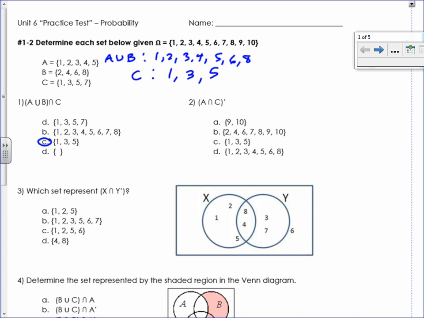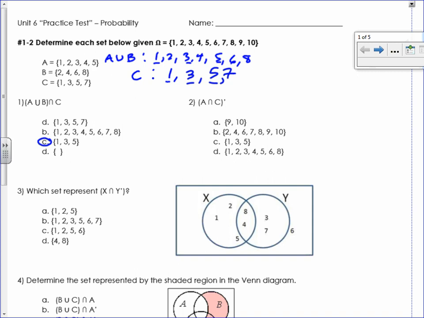So 1, 3, 5, and 7 are the elements of set C, and now I can look at that, and it's very easy to see what they have in common. So what is that? 1, 3, and 5. It just falls out right there in front of you. Union means together, so that's why I put A and B together. Those are the only ones I'm putting together.